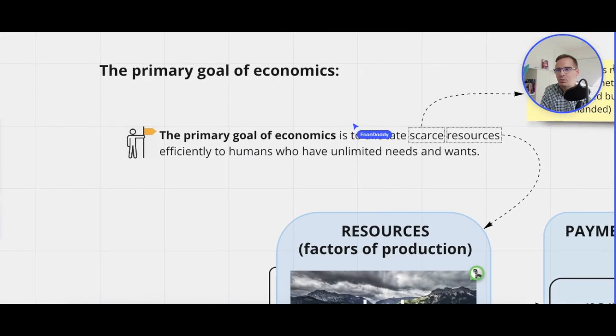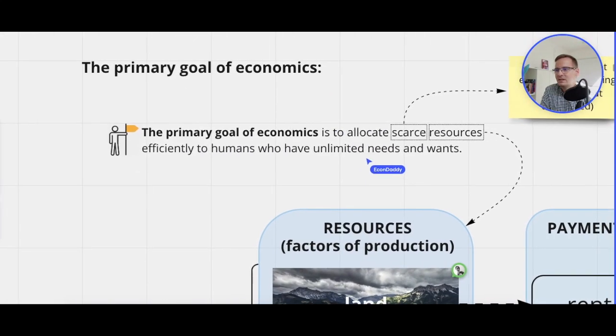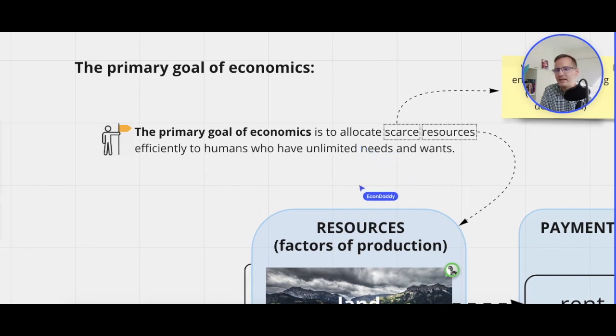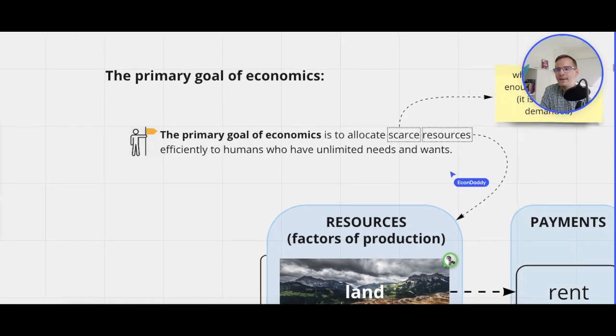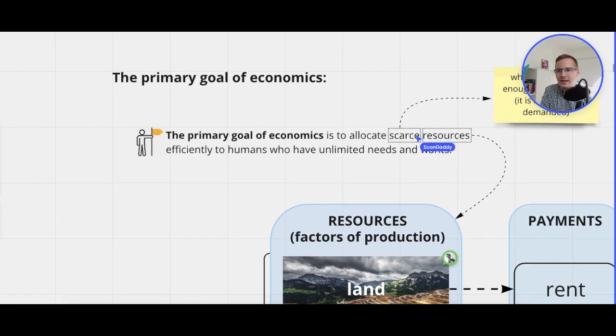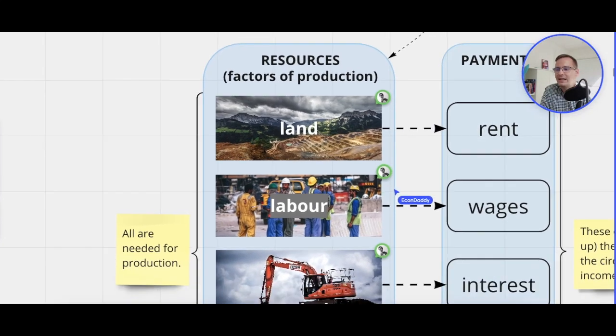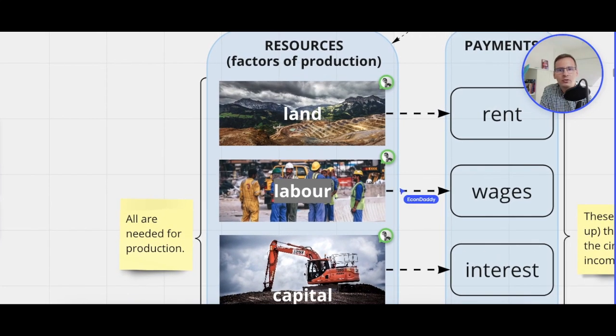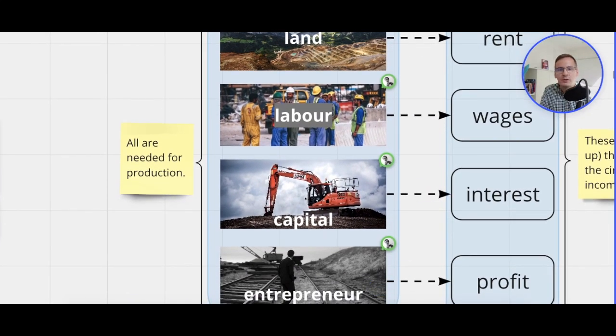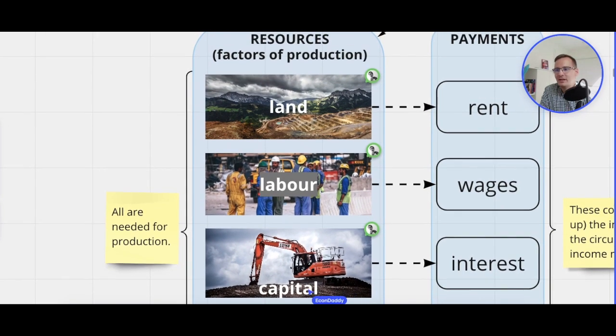Next up is the primary goal of economics, of this science, which is to allocate scarce resources efficiently to humans who have unlimited needs and wants. In the next video, we'll focus on scarcity. For now, let's just have a look at resources. Okay, they are land, labor, and capital. Plus, we also need to have a business owner, the entrepreneur, to make use of the other 3.